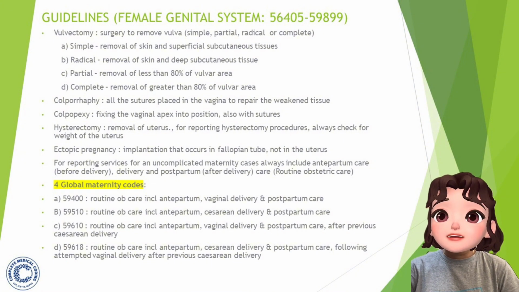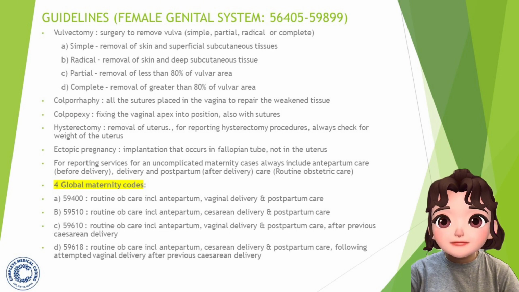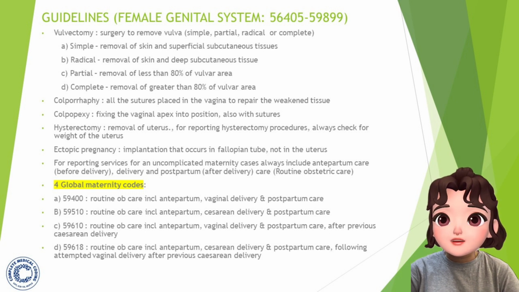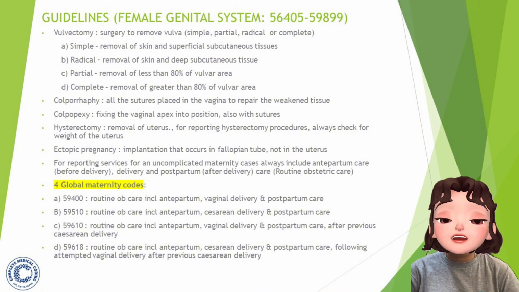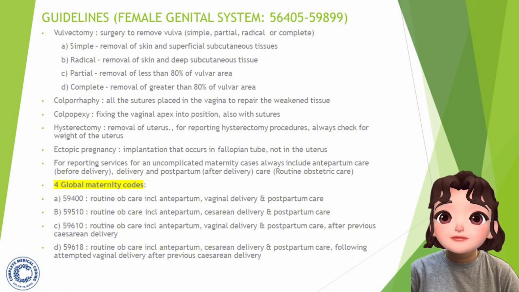Now moving on to female genital system guidelines. The code range is from 56405 to 58999. Compared to the male genital system, the female genital system is more important. You will definitely get at least one question from this section.